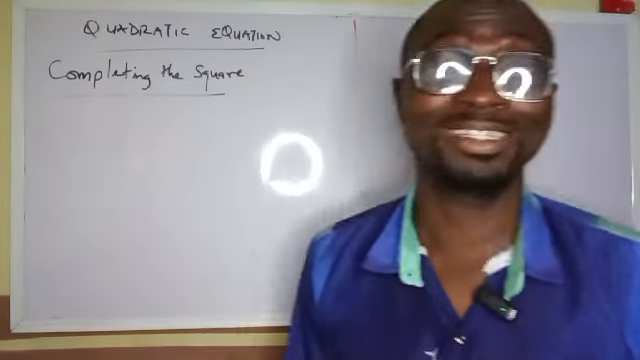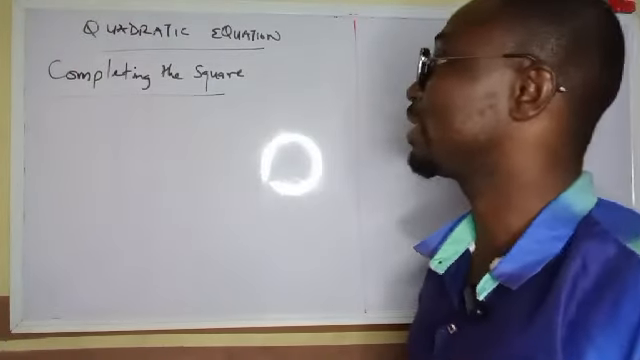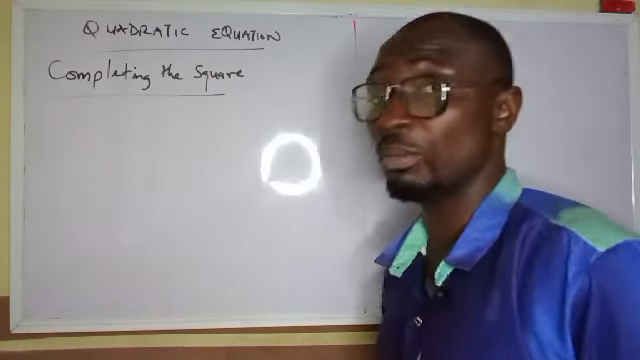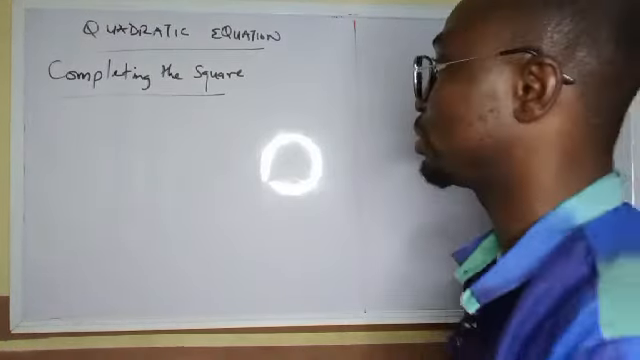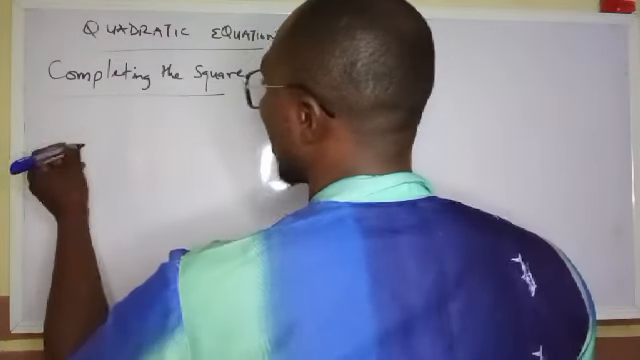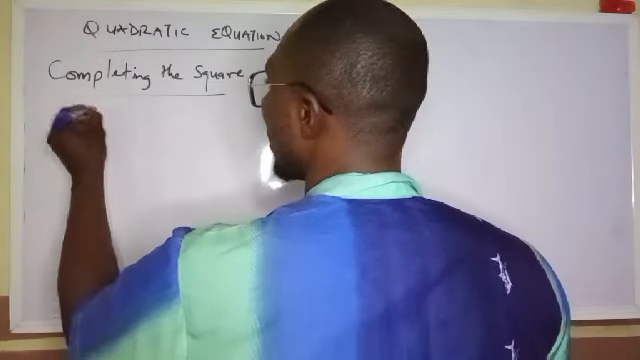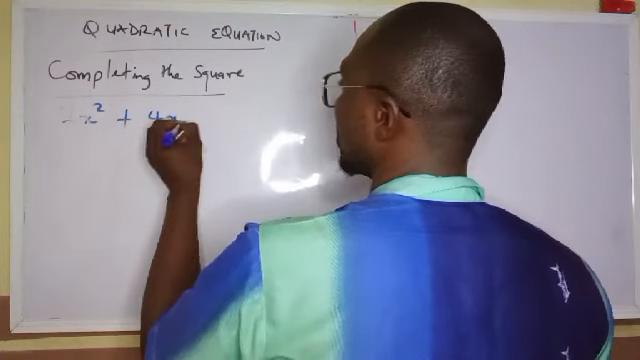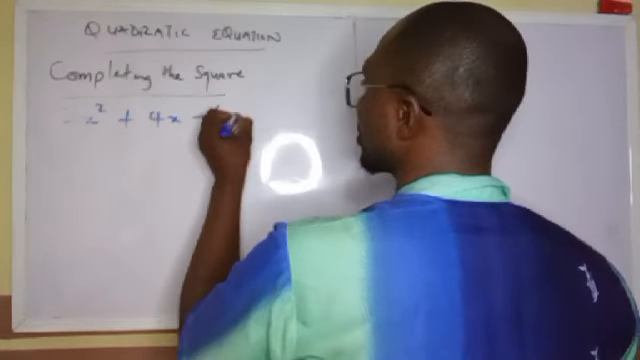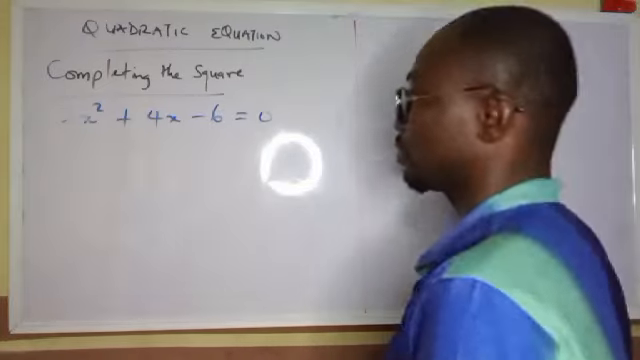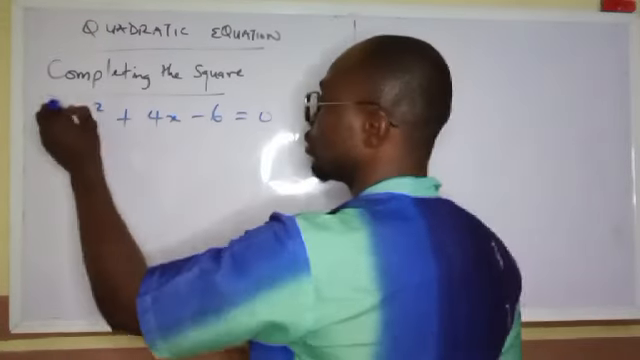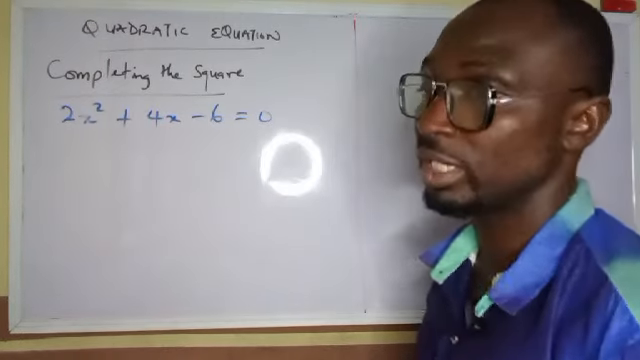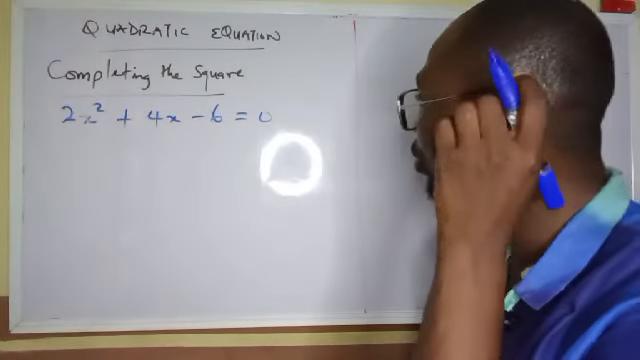Welcome back. We want to use another method to solve a quadratic equation, that is the completing the square method. Now, if you have a question like 2x squared plus 4x minus 6 is equal to 0, this is a quadratic equation. We want to use completing the square to solve it. So please be attentive and follow keenly.